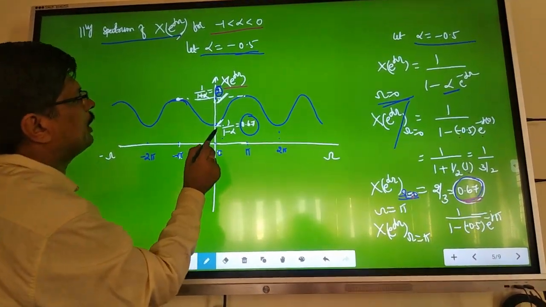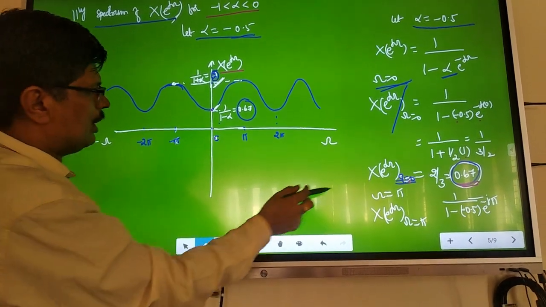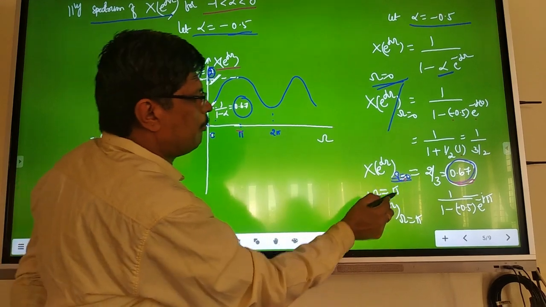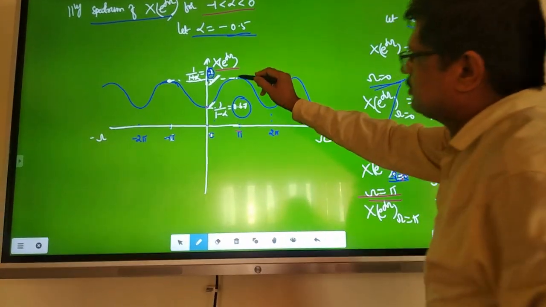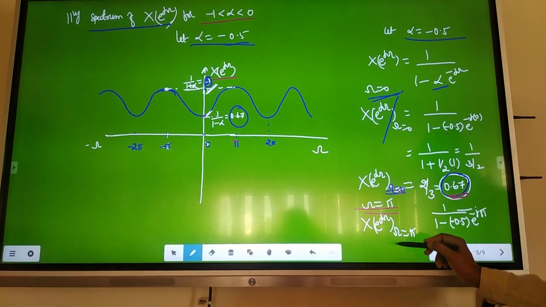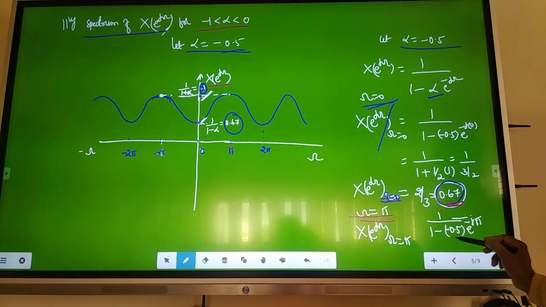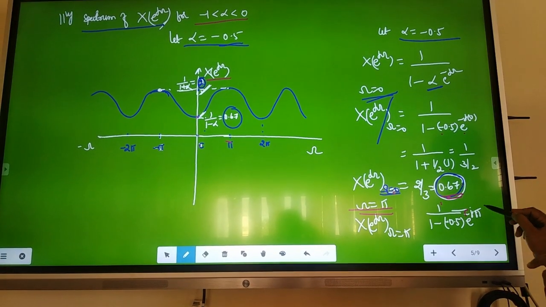Now see, at 0 you get 0.67. That is the minimum value. Then similarly at omega equal to pi, you will get the maximum value, which is equal to 2. Now let's see. At omega equal to pi, X of e power j omega is 1 by 1 minus 0.5 e power minus j pi.